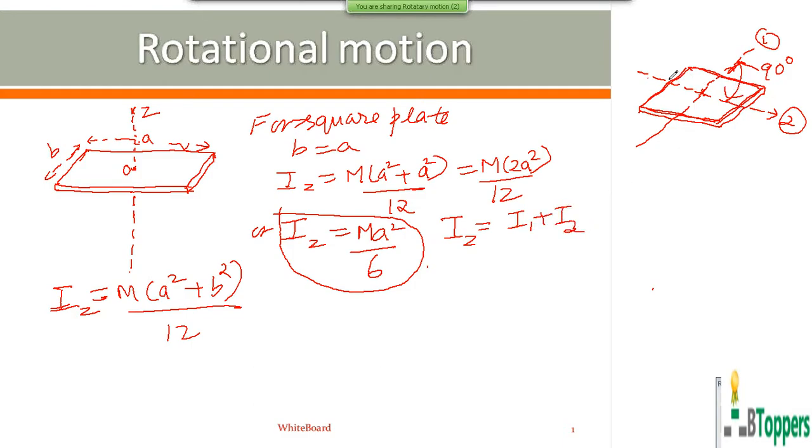So by symmetry you can observe that the axis 2 is identical to the axis 1. The axis 2 passes through the center of the plate and perpendicular to opposite edges of the plate. The axis 1 also passes through center of the plate and perpendicular to the other two opposite edges of the plate. So by symmetry, you can say I2 and I1 are equal. So you can write I2 equal to I1.